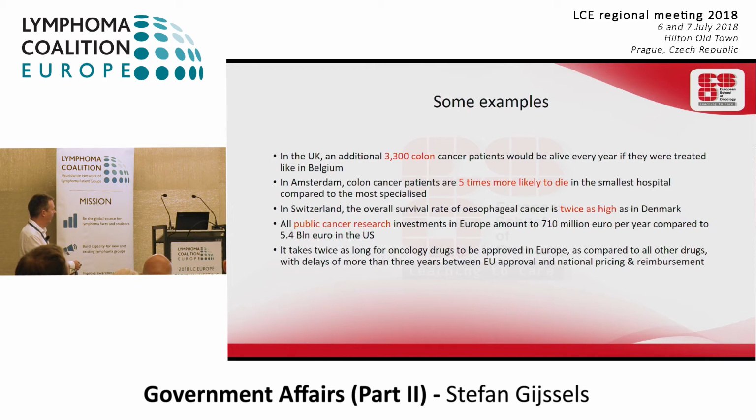In Amsterdam, colon cancer patients are 5 times more likely to die in the smallest hospital compared to the best, most specialized. Huge difference, factor 5. That's enormous. I know. It's the same in Belgium for rectum cancer, 8 times difference between the smallest and the biggest hospitals. It's a scandal. How is it possible that nobody knows about that? Because it means that your GP or your oncologist is willing to treat you knowing that he or she does not have the best equipment and the best infrastructure and the number of surgeries needed to do the best treatment.